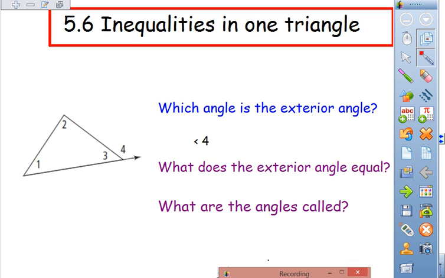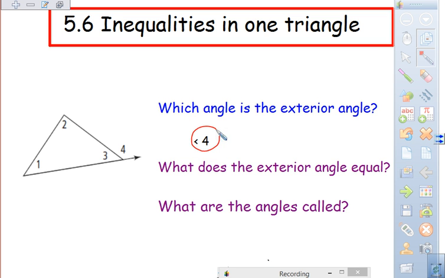Lesson 5-6, Inequalities in one triangle. Here's a picture with the angles labeled 1, 2, and 3 on the inside of the triangle and angle 4 on the outside. Which angle is the exterior angle? I would say angle 4 is on the outside of that triangle. What does the exterior angle equal?